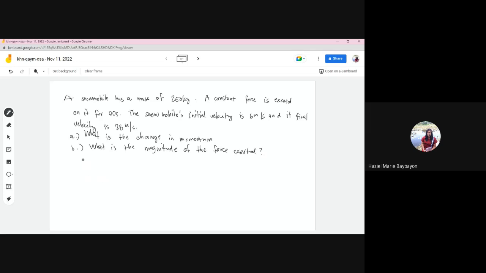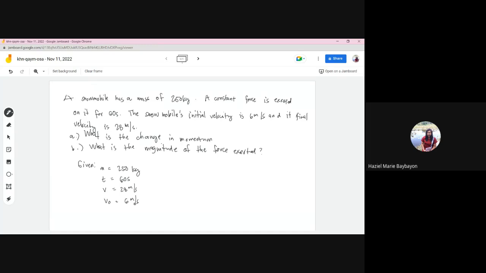So we are given with the mass. So, gihatagan tag mass class sa snowmobile, 250 kilograms. So, murag snowmobile is somewhat like a vehicle that is specifically used for snowy nga kanang place. Okay, so mass equals 250 kilograms, and then the time of contact is 60 seconds. And we are also given with the initial velocity and the final velocity. So the final velocity is 28 meters per second, while the initial velocity is 6 meters per second.